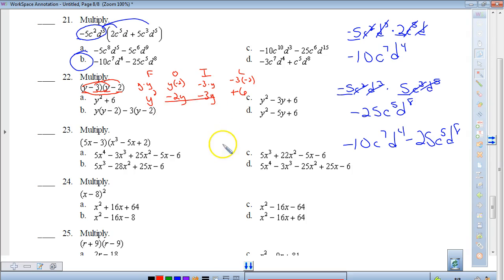And then we can look and see if we have like terms, which we do. We have negative 2y minus another 3y, so that is negative 5y. And our answer will be y squared minus 5y plus 6, which is choice D.